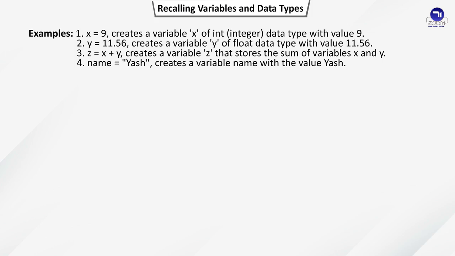y = 11.56 creates a variable y of float data type with value 11.56. z = x + y creates a variable z that stores the sum of variables x and y. name = 'Yash' creates a variable name with the value Yash.